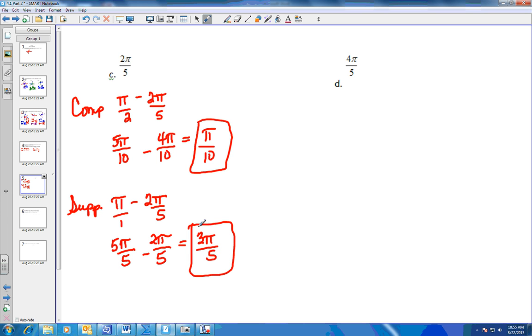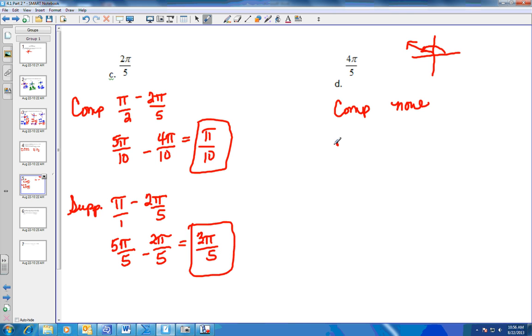Okay, 4 pi over 5. Do you know where 4 pi over 5 is? It's 4/5 of the way to pi, somewhere over there. Is that going to be bigger than 90 degrees? Yeah, I can already tell. It's bigger than 90 degrees, that angle is, so is it going to have a complement? No. So complement, none.